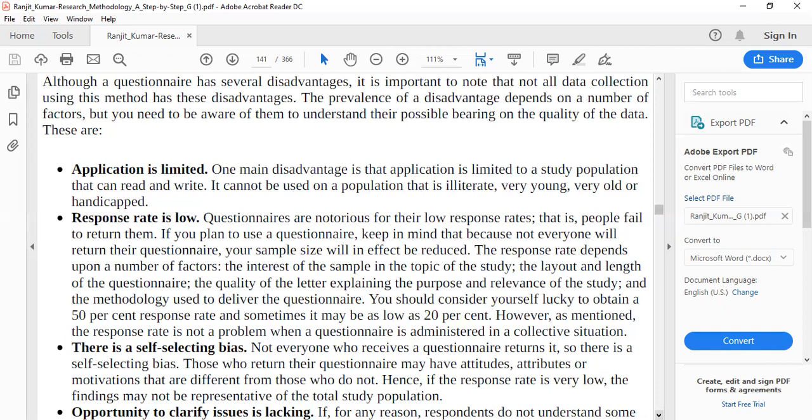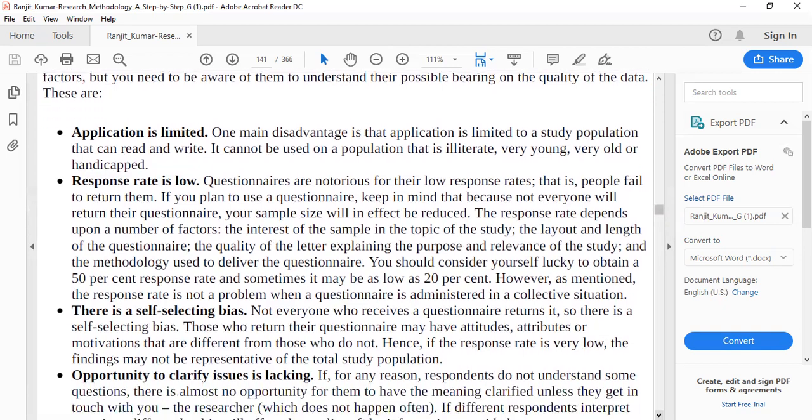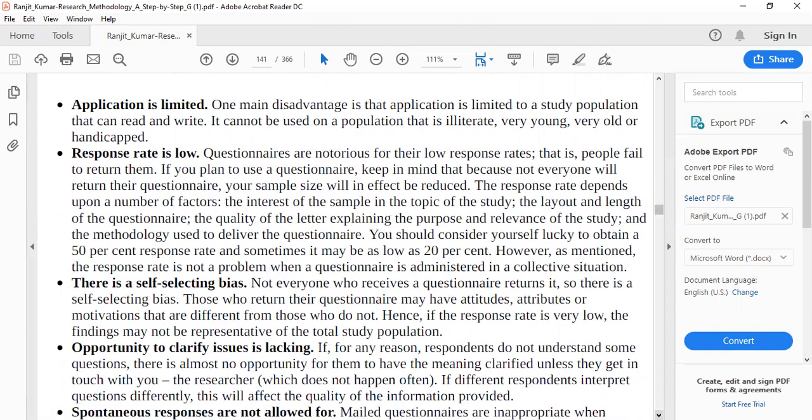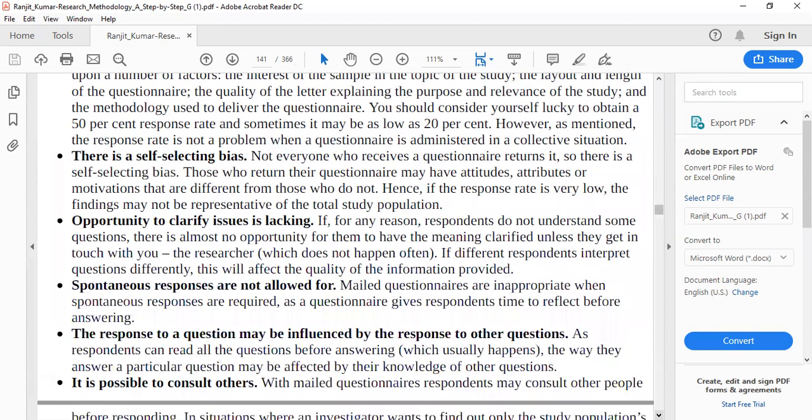The response rate is low. That is, maybe you'll send a lot of questionnaires to a lot of people, and not all of them would reply. Moreover, they have the choice. If they want to give the answer, they can. If they don't want to, then they would refuse. They don't want to be part of the study.